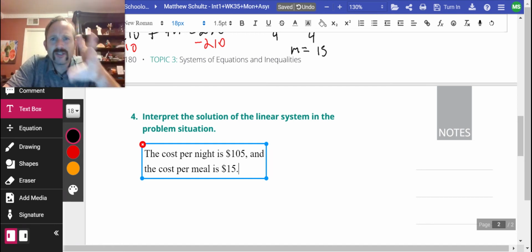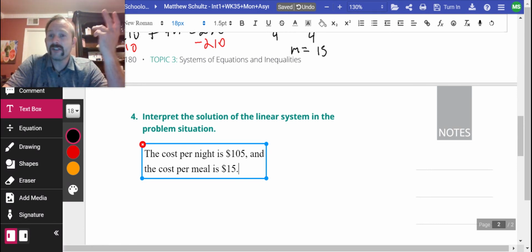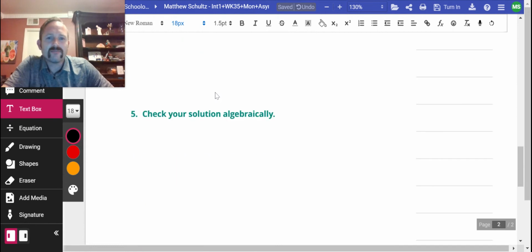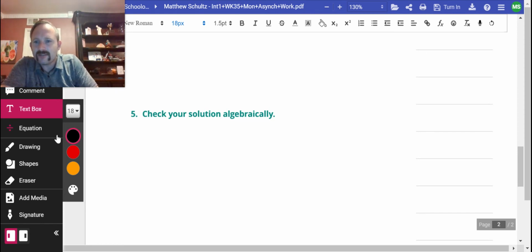Now, the most important thing here is you need to analyze this every single time. What does this mean in the problem situation? And later, you'll have a question that says, "Hey, what does this mean?" And if you've already done it, put it in. All right, guys, let's go on to number 5. Check your solution algebraically. Okay, so this is asking us to write the two equations out.